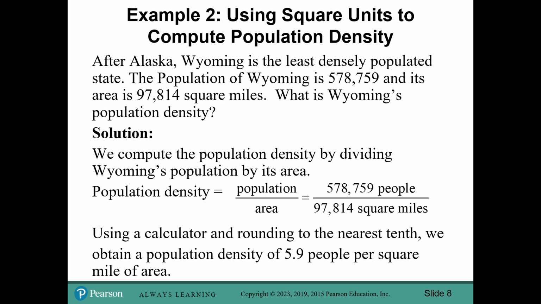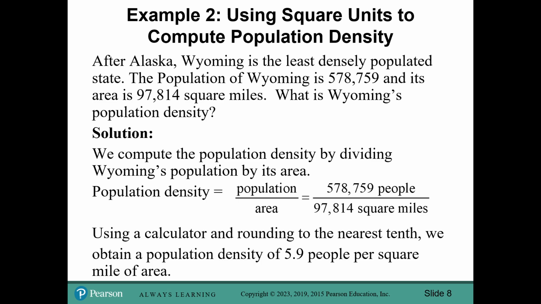All right, let's look at example 2, using square units to compute population density. After Alaska, Wyoming is the least densely populated state. The population of Wyoming is 578,759, and its area is 97,814 square miles. What is Wyoming's population density?